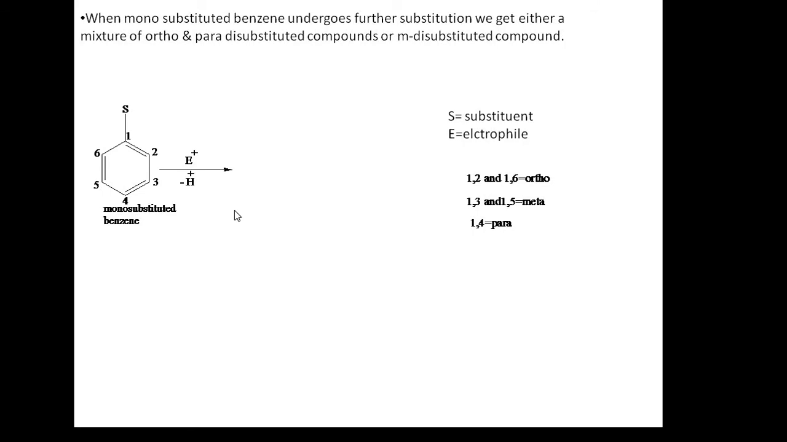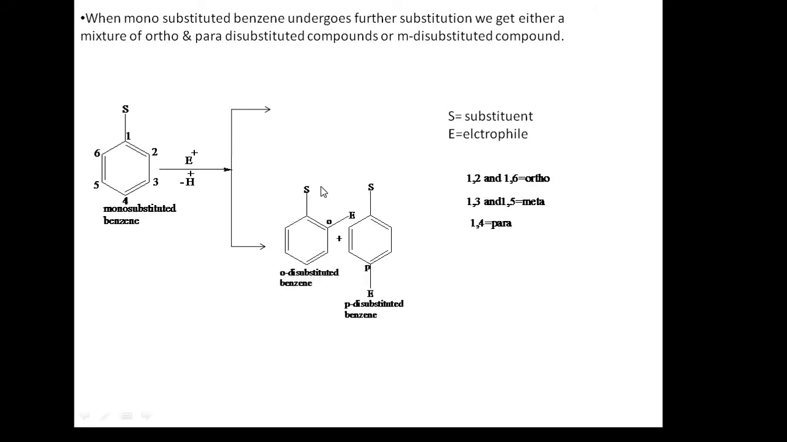Now this mono-substituted benzene is undergoing electrophilic substitution by E+. Then we get two types of products. In the first case, a mixture of ortho di-substituted benzene and para di-substituted benzene is obtained. In the second case, it may give meta di-substituted benzene. The position to which the second substituent goes in the mono-substituted benzene depends upon the nature of the substituent which is already present in it.